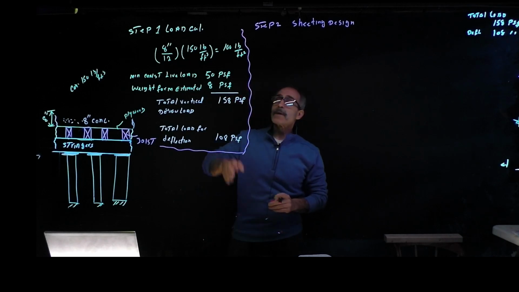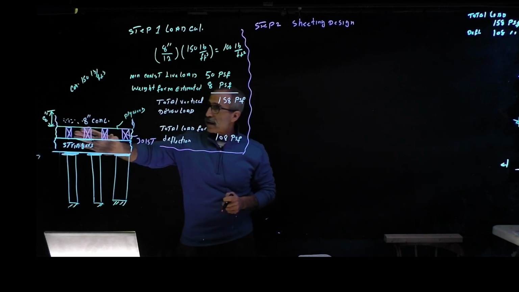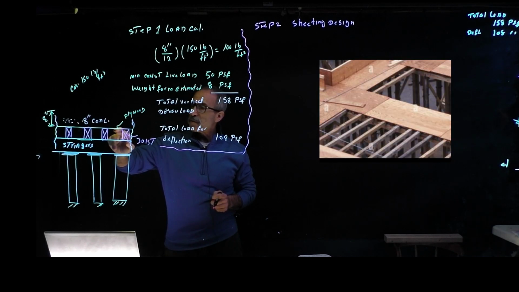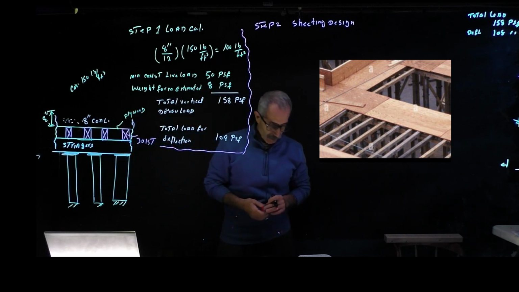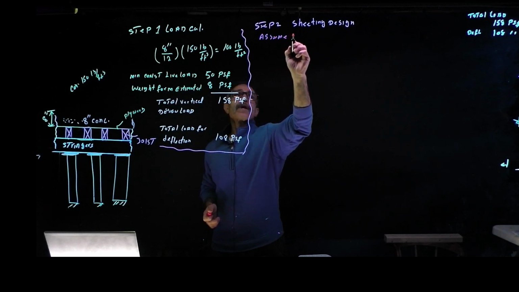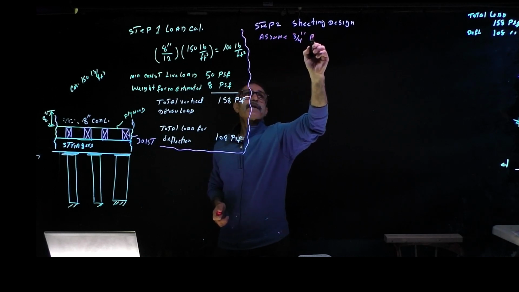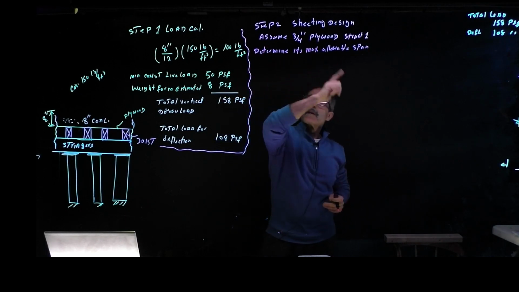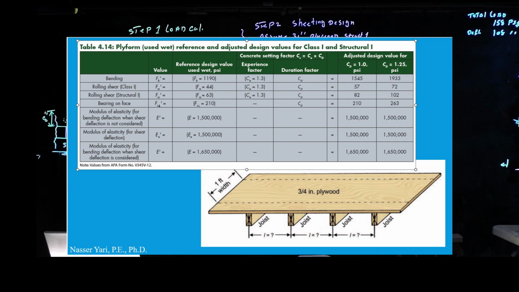Now step 2, the sheeting design. Remember, the concrete is right here, and below the concrete we have plywood resting on top of the joists. We're going to design this sheeting to make sure we have proper sheeting. We're going to assume 3/4 inch plywood, structural grade number 1, which I have on a board right there, and then determine its maximum allowable span.